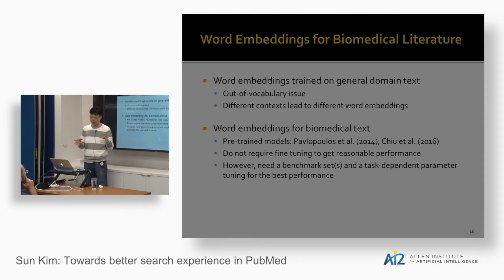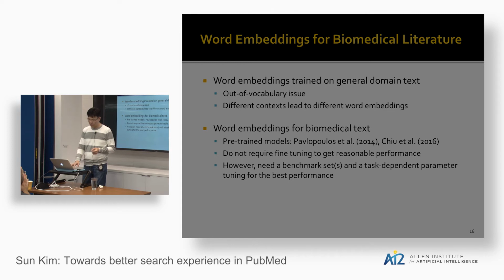So the question is which embeddings we can use. We know that if word embeddings are trained on general domain text, the main problem is out-of-vocabulary issues. There are many terms that don't appear in general text but do appear in biomedical literature. Also, different contexts lead to different word embeddings. So using general domain text for word embeddings is just not our concern. Now we want to use word embeddings trained on biomedical text for those reasons.